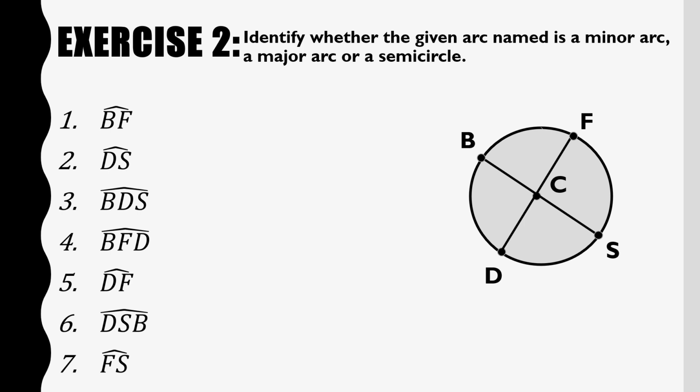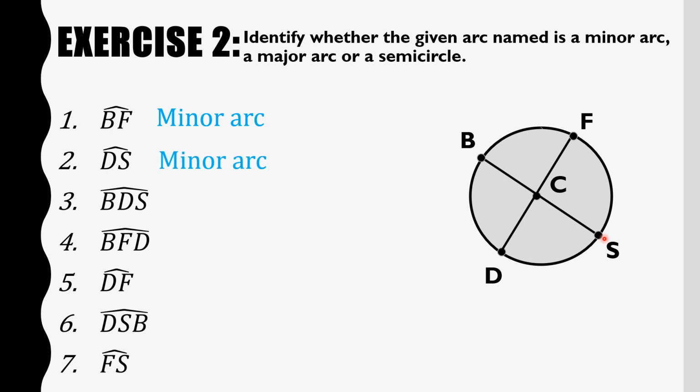Let us deal with exercise number 2. Identify whether the given arc named is a minor arc, a major arc, or a semicircle. To begin with, let us have arc BF. So this is arc BF. And this is, very good, a minor arc. How about arc DS? So this is arc DS. And this is also a minor arc.